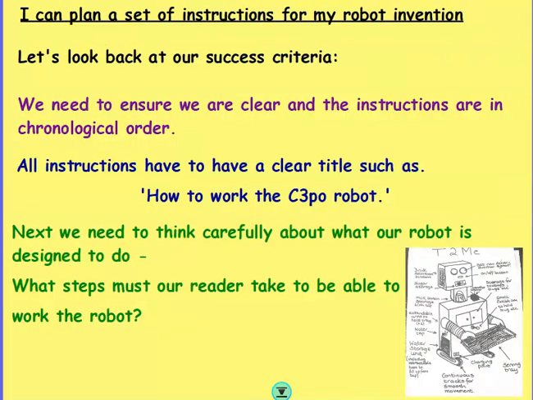So let's look back at our success criteria. We know we need to ensure we are clear and the instructions are in chronological order. That's really important. You can't eat the cake before you've cooked it. All instructions have to have clear titles such as how to work the C3PO robot. Next, we need to think about what our robot is designed to do and what steps our reader must take to be able to work the robot.